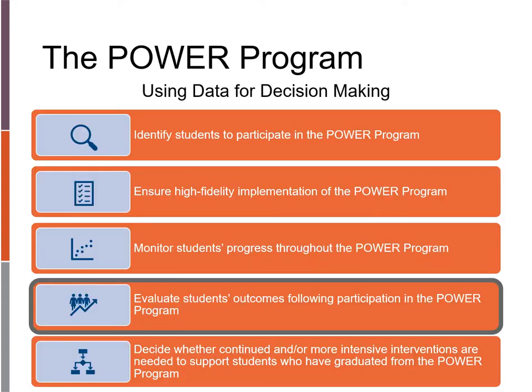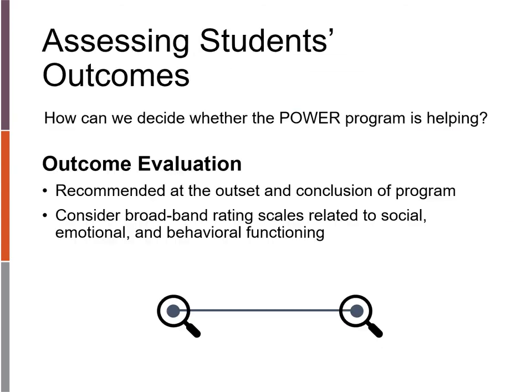The other type of student assessment within the POWER program is outcome evaluation. In contrast with progress monitoring, outcome evaluation is a type of summative assessment practice in which students' outcomes are typically measured only before an intervention has begun and after the intervention has ended. Outcome evaluation is used to answer the question, how did the intervention go for the student, in order to decide whether the intervention was effective and how to proceed with supporting the students post-vention.